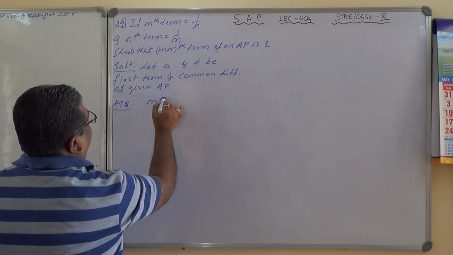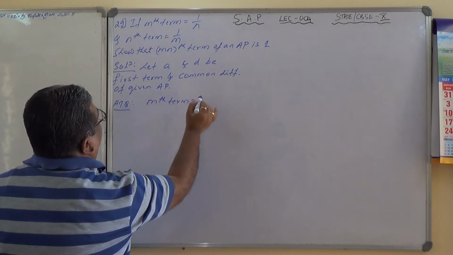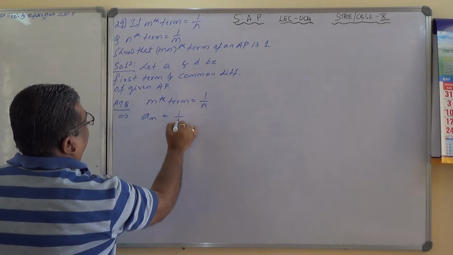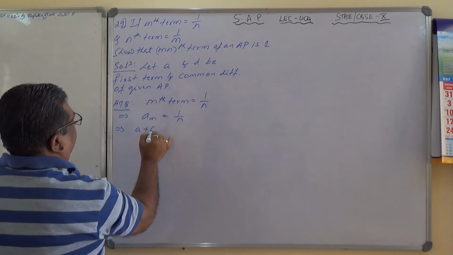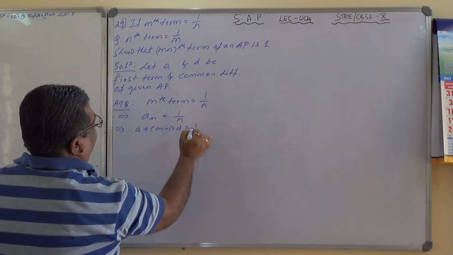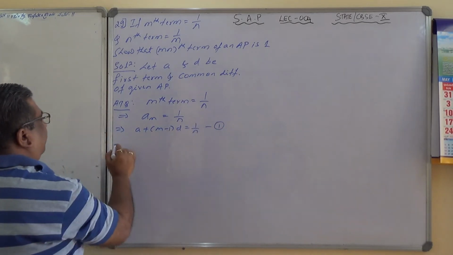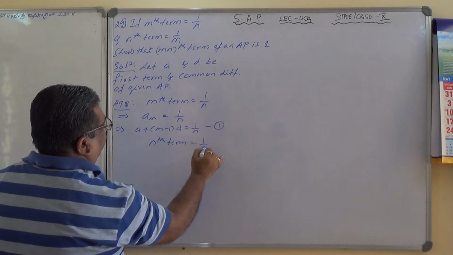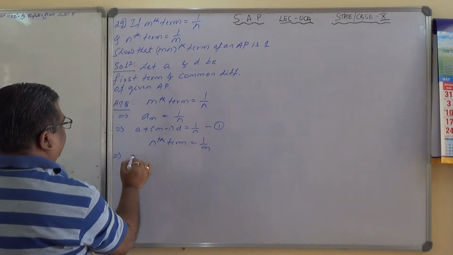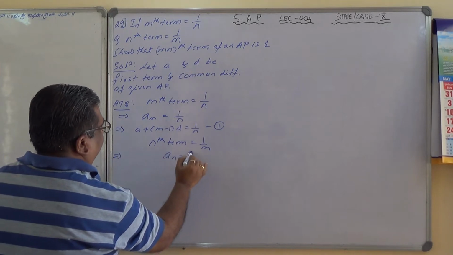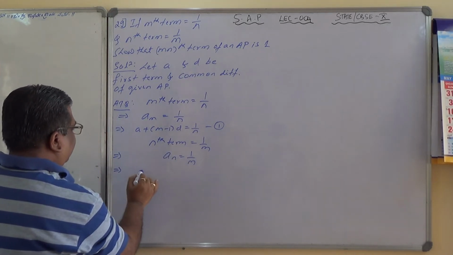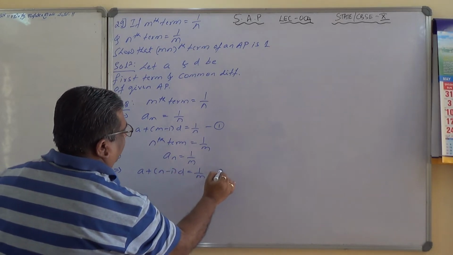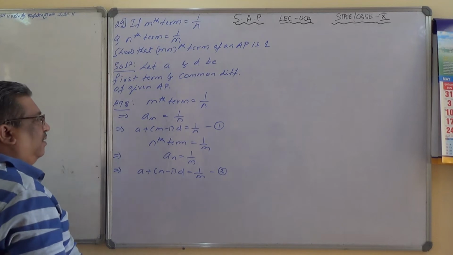mth term equals 1 by n, implies am equals 1 by n, implies a plus m minus 1 into d equals 1 by n, mark this 1. And nth term equals 1 by m, implies an equals 1 by m, implies a plus n minus 1 into d equals 1 by m, this is 2 here. You understood?